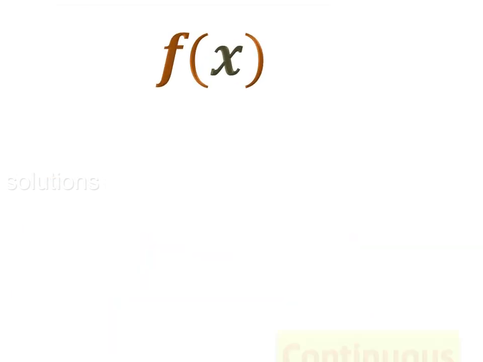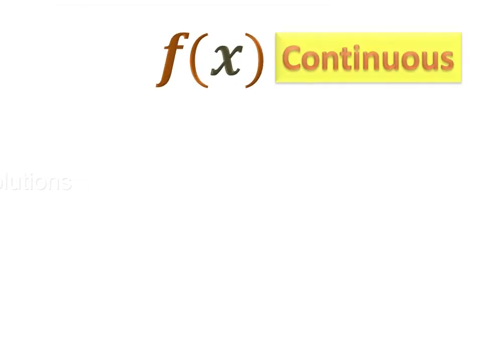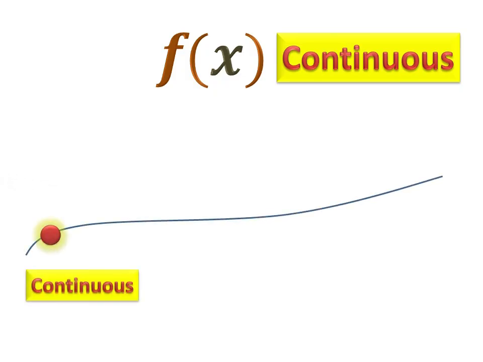A real function is said to be continuous if it is continuous at every point in the domain of f.